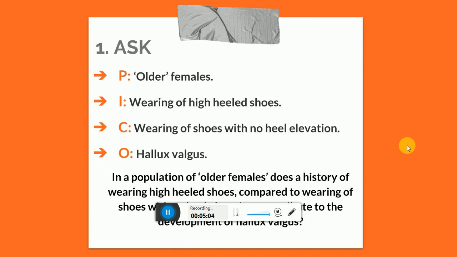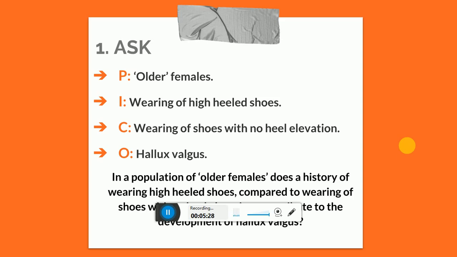In order to develop a structured research question, we used the PICO method. The population, or patient group, was labeled as older females. The intervention was designated as the wearing of high heels. The comparison group was characterized as the wearing of shoes with no heel elevation, and the outcome was identified as the presence of hallux valgus.